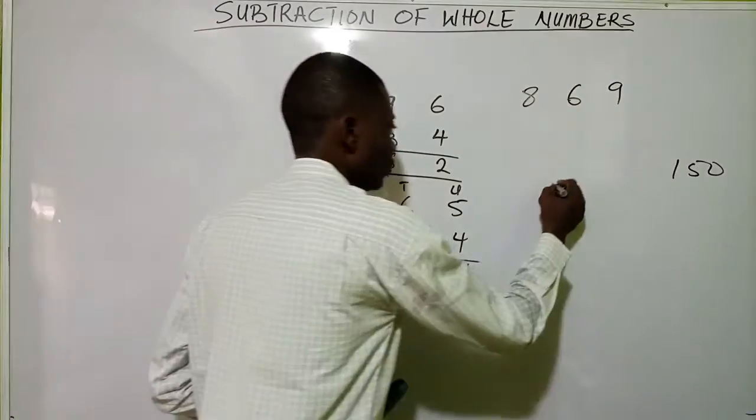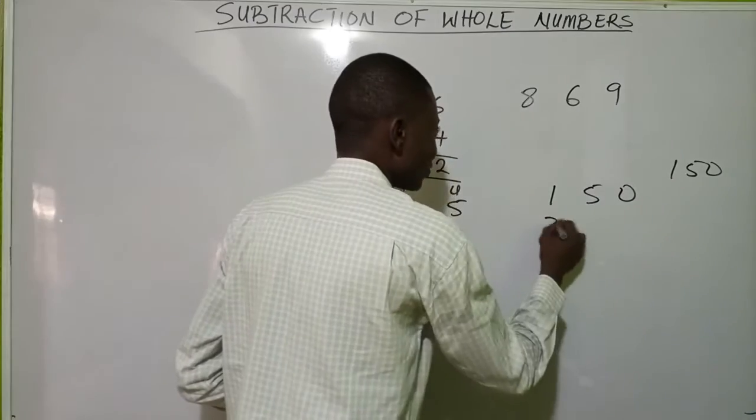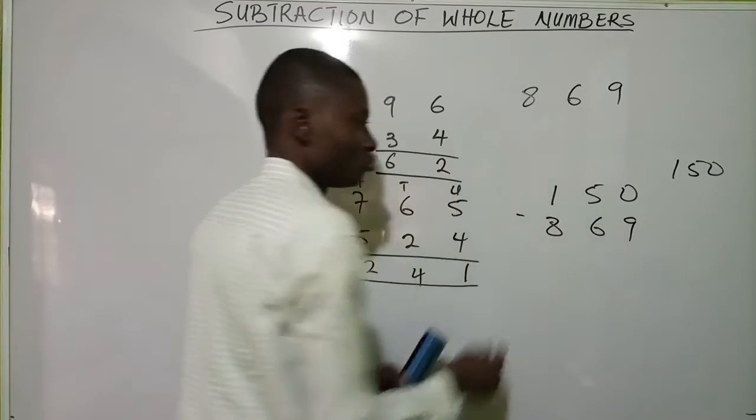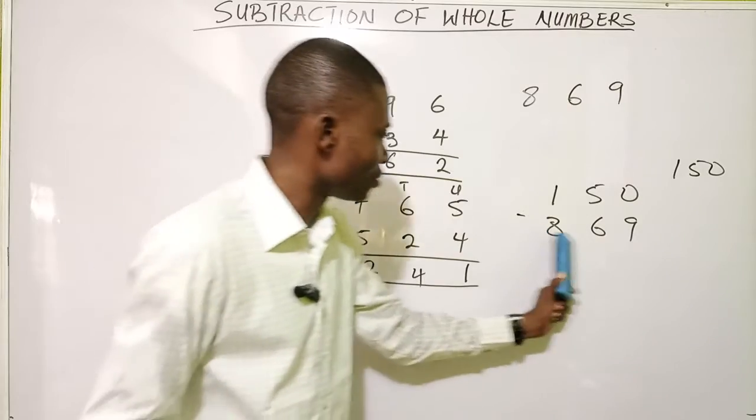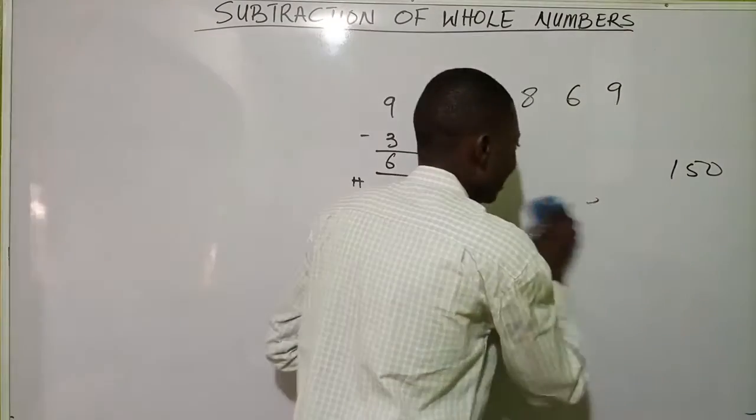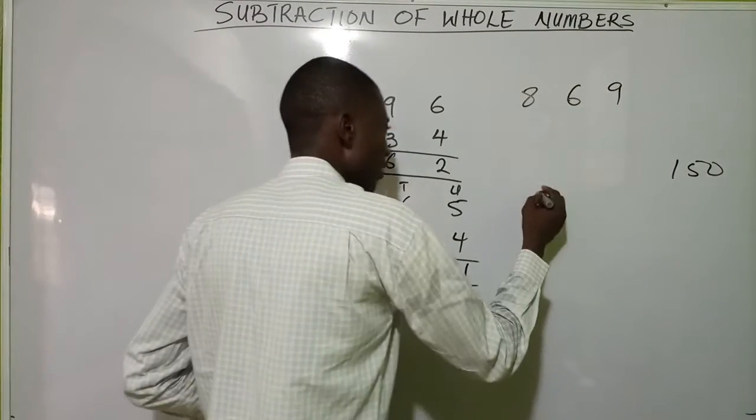Don't make the mistake of doing 150 minus 869. Don't do this. No, it's wrong. Always make sure that the number that is bigger, let it always be in the numerator. So that will be what?